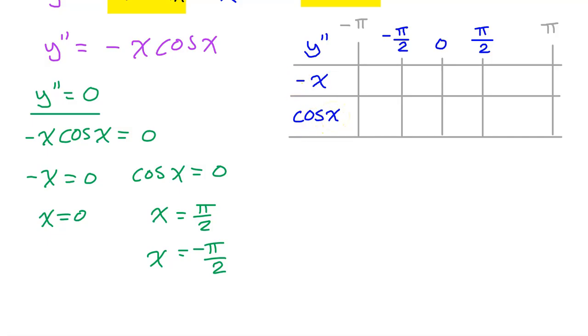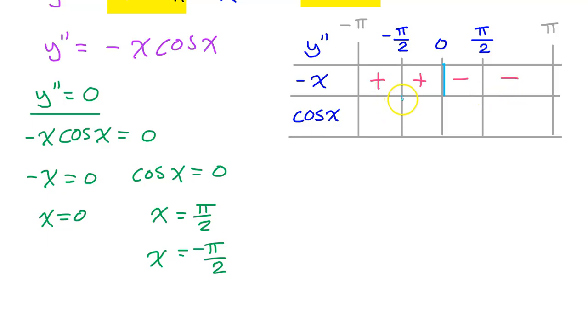We need to decide whether negative x is positive or negative in each one of these intervals. Remember, negative x is equal to 0 at 0. So this is the only place where this factor might change signs. If we plug in any values to the left of 0, negative values, we will have a negative times a negative, which is a positive. So negative x will be positive on the left of 0 and negative to the right of 0.